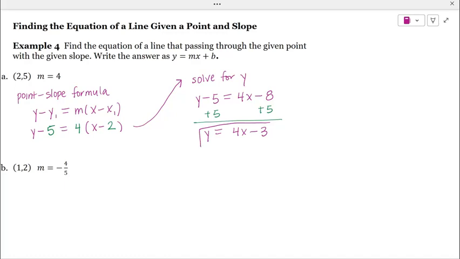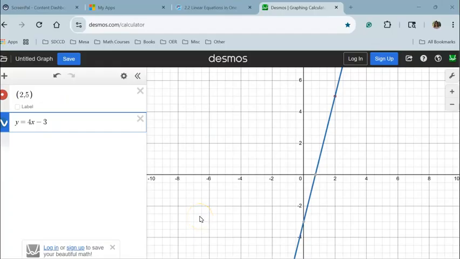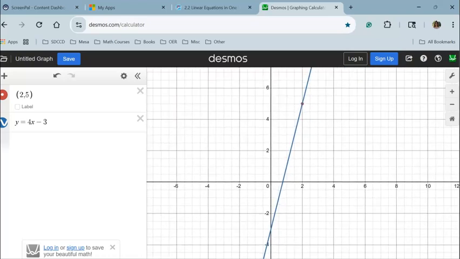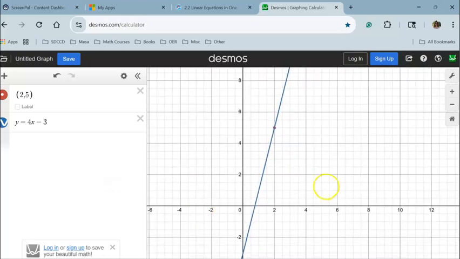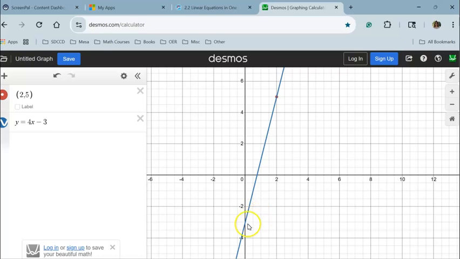So if we were to graph this, our slope is 4, which was given, and our y-intercept is negative 3. Switching over to Desmos for a minute, just to look at what we just were trying to find. Here's the point 2, 5 showing up on our graph, and I've graphed the line y equals 4x minus 3, and we can see that that line is going through the point. It has a slope of 4, and its y-intercept is negative 3.